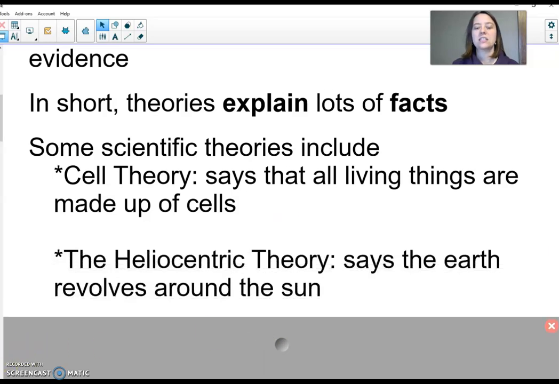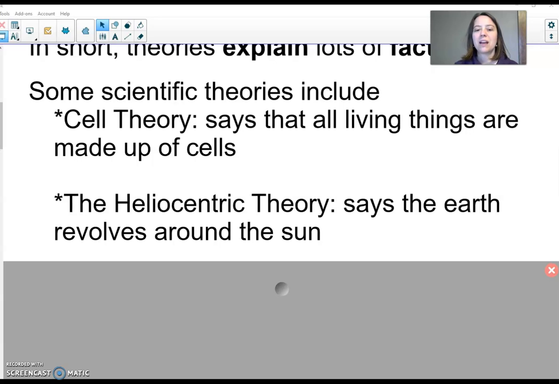Another theory is the heliocentric theory, and that says that the Earth revolves around the sun. In some people's minds, theories tend to be controversial, but not necessarily. Like the heliocentric theory, not very controversial that the Earth revolves around the sun as opposed to the other way around. So this isn't a law of nature. It is not a mathematical explanation of the sun and the Earth. It is a statement that explains lots of evidence, including sunrises and astronomical charts and stuff like that.